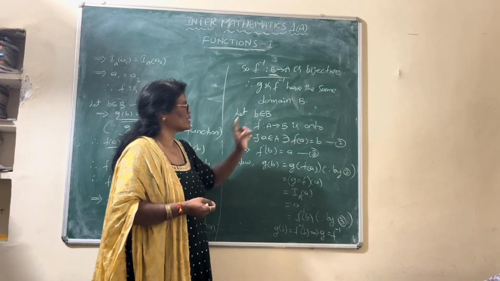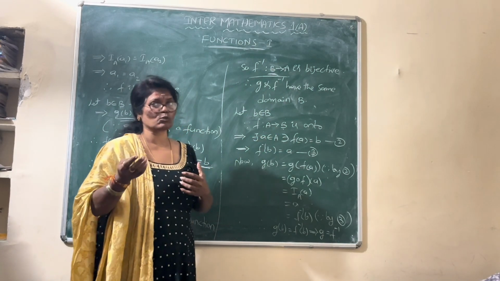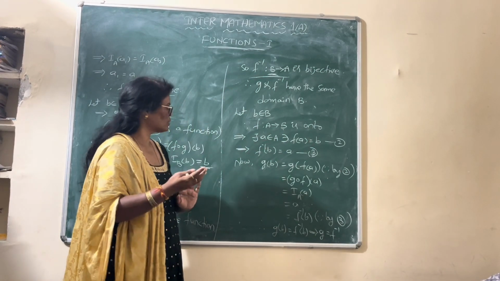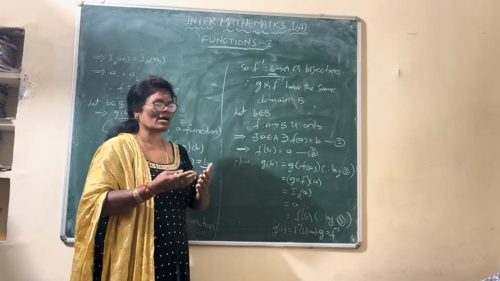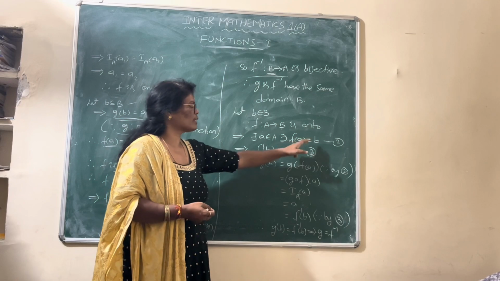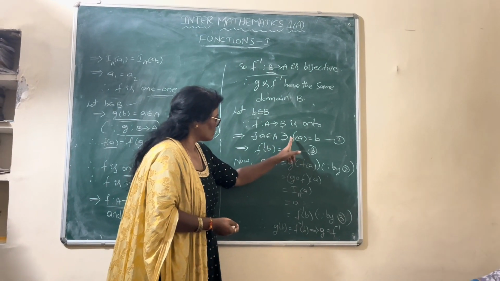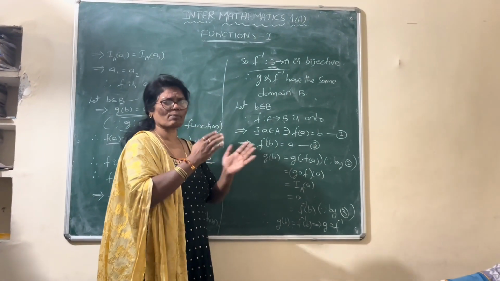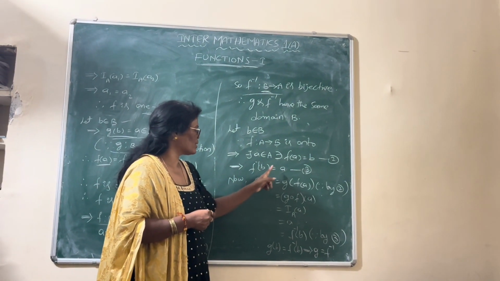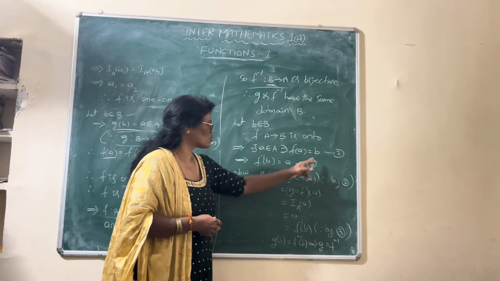So for that I take b as an element in capital B. Since f, a mapping from A to B, is onto (we already proved it is bijective), by the definition of onto there exists an element a in capital A such that f of a is equal to b. That is the condition of onto. Now apply the inverse function f inverse on both sides, so f inverse of b is equal to a. Let us call these equations 2 and 3.